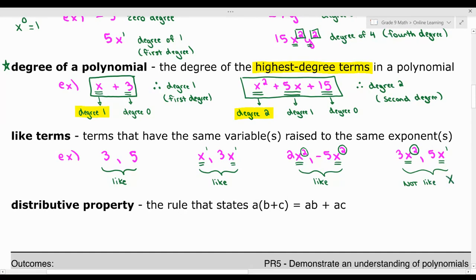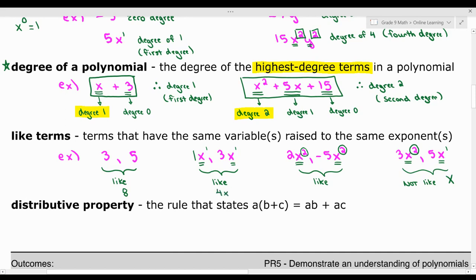And then the point of us identifying if they're like, what we're allowed to do, well, I know, especially with 3 and 5, if I were to add these, I could go 3 plus 5, I would be able to say, oh, I have 8. Or here, if I have an x, which is like a 1x, and then I have another 3 x's, if I combine them, I could go 1 plus 3 and get, for example, 4x.